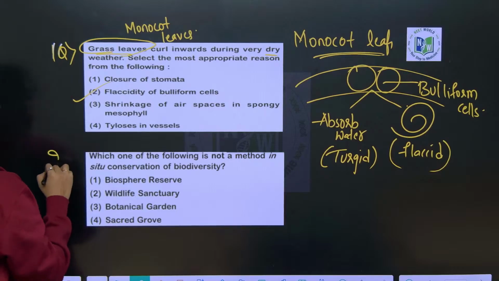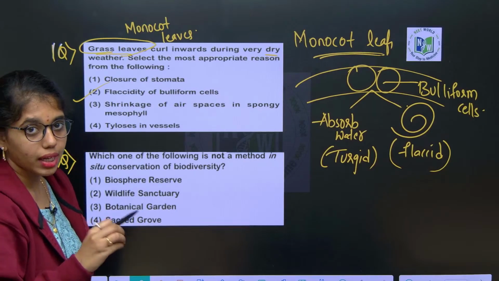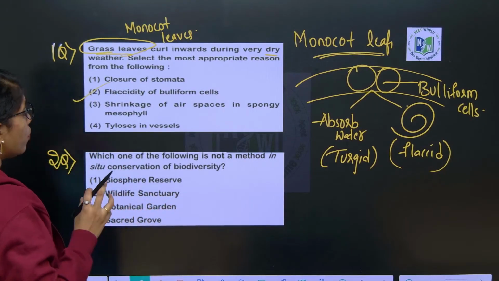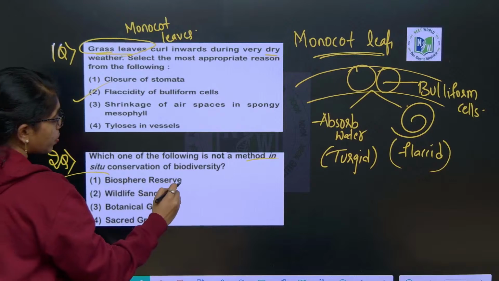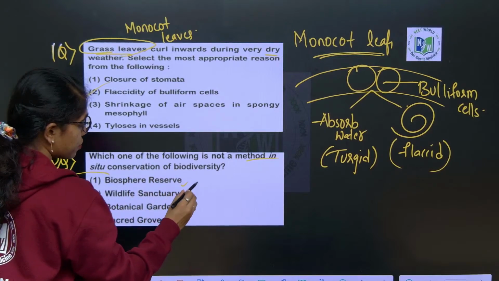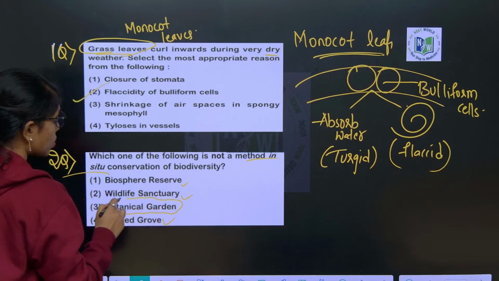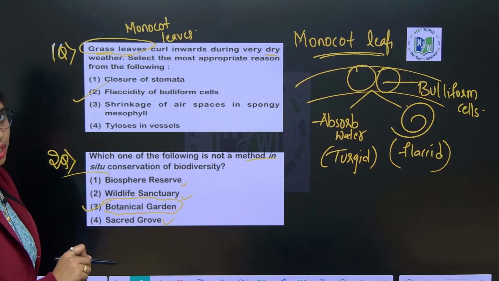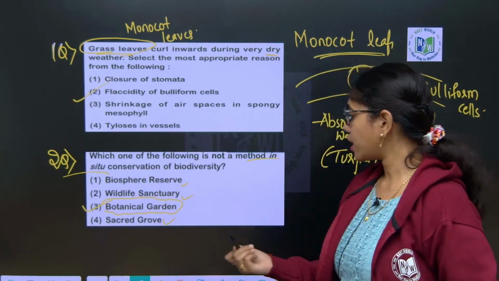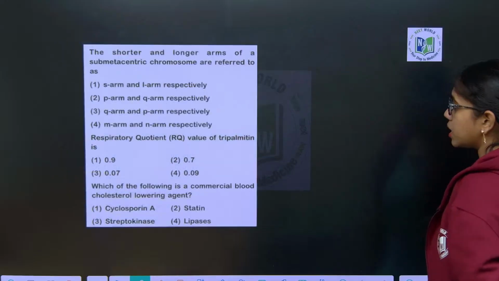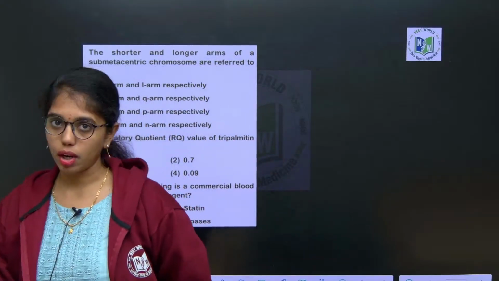Clear? The second question is from ecology, asking you on ex situ or in situ conservation, a very important concept. Which of the following is not a method of in situ conservation? Biosphere reserve, wildlife sanctuary and sacred grove are in situ conservation, whereas botanical gardens, which are man-made, are ex situ conservation. Botanical gardens or zoological parks come under ex situ conservation. This is a very important session where we are going to exercise the concepts and solve the PYQs. Don't miss at all.